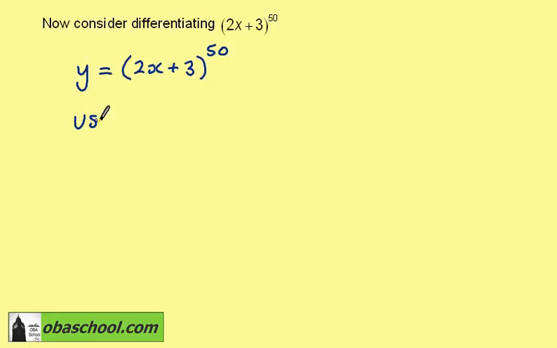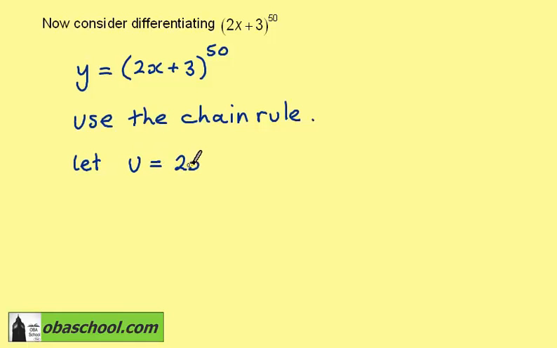So when faced with a problem like this, we're going to use the chain rule. Let's look at how it works. If we consider this function, let u be the bit inside the bracket, so u is going to be 2x plus 3. And if that's the case, y is equal to u to the power 50.